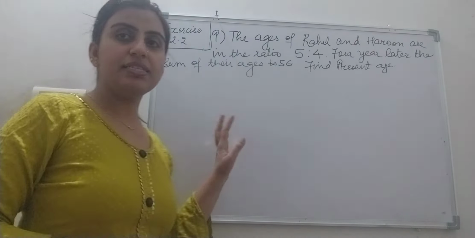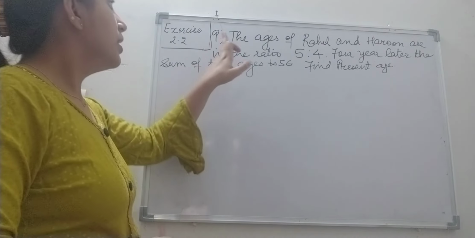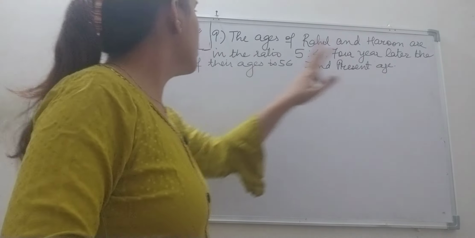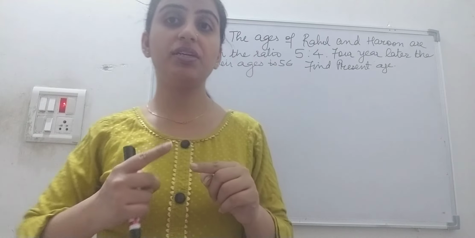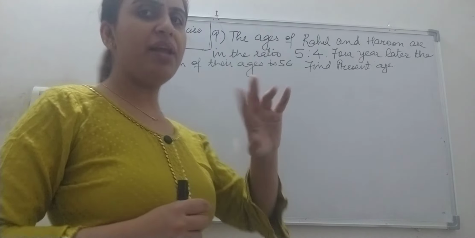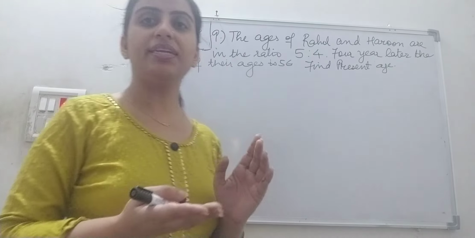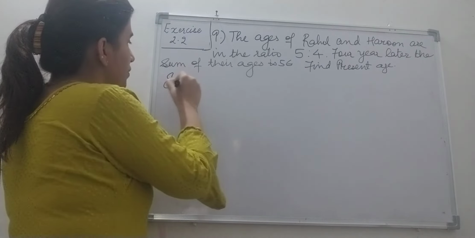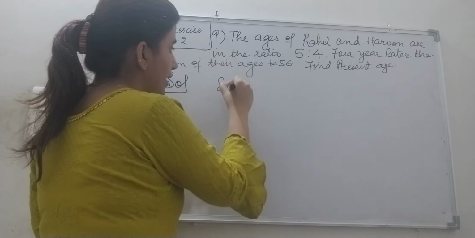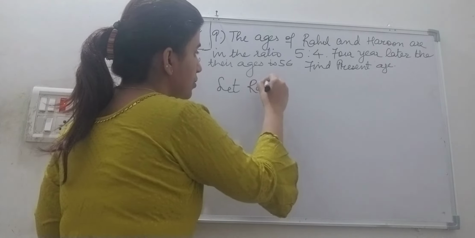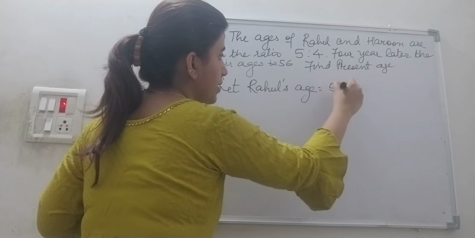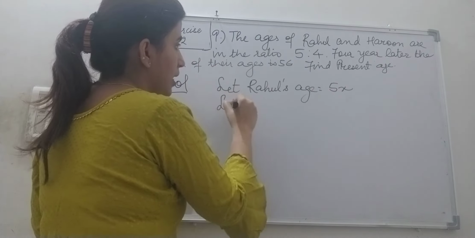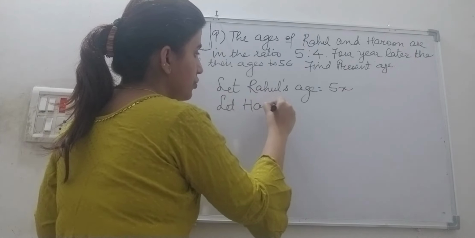Okay students, let us start with question number 9 now. The ages of Rahul and Harun are in the ratio 5:4. I already told how to convert a ratio into the age by multiplying with a common multiple. So we usually take x. So the first step will be to suppose their ages. So let Rahul's age be 5x, let Harun's age be 4x.